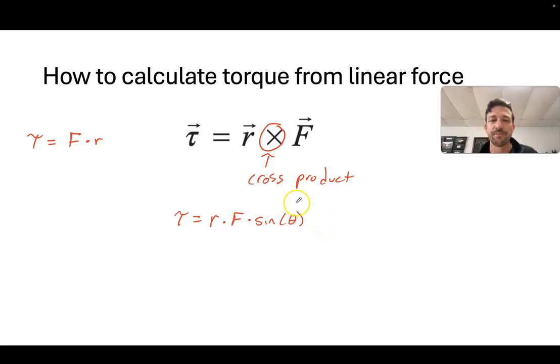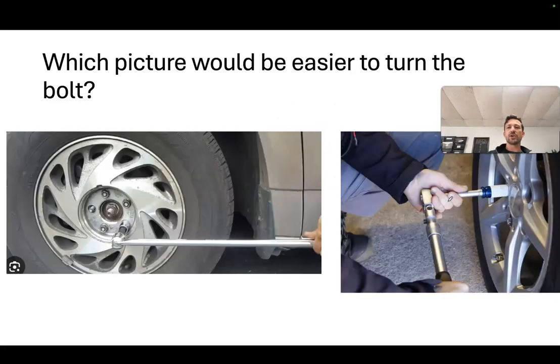I can't remember off the top of my head. Okay, so let's go through this. Okay, so you're probably wondering, why isn't it just force times radius? Well, I'm going to start this with a question.